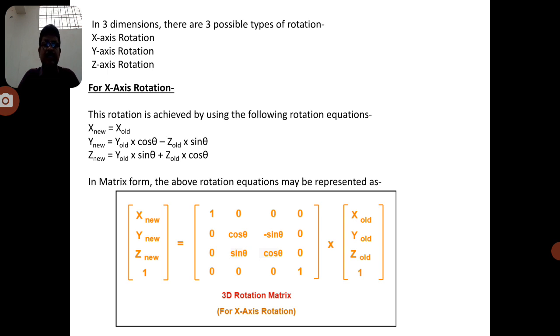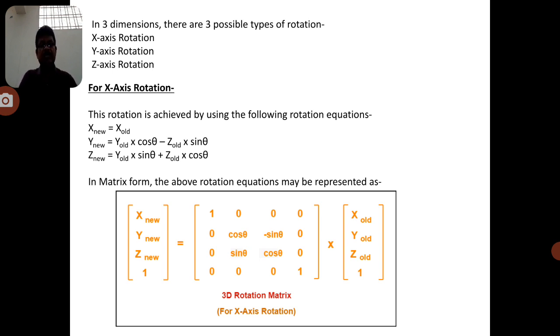So y new equals y old into cos theta minus z old into sin theta, and similarly z new equals y old into sin theta plus z old into cos theta. That means there is no relation to the x-axis, it doesn't change. So x new equals x old value.